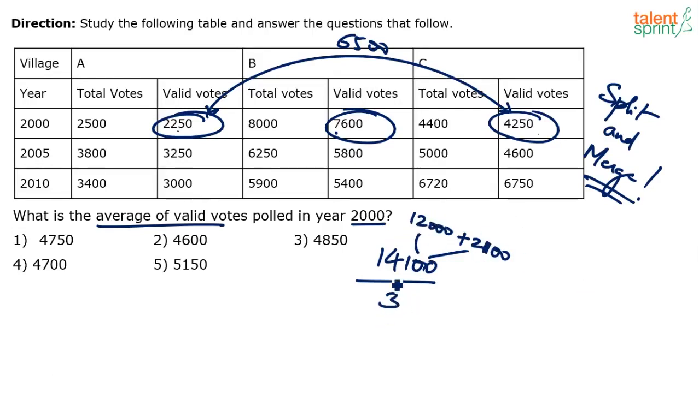So 14,100 by 3 becomes 12,000 by 3 plus 2,100 by 3. All this has to be done mentally. I am putting it up so that I can explain it to you, but you have to do it mentally. 12,000 by 3 is 4,000 plus 2,100 by 3. Luckily, 2,100 is also a multiple of 3 here. So 2,100 by 3 is 700. So 4,000 plus 700, 4,700. Option 4 will be the answer.